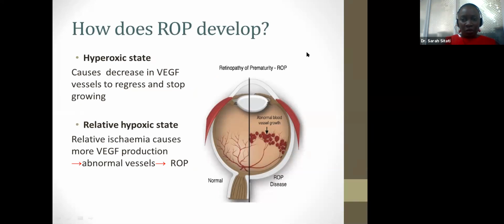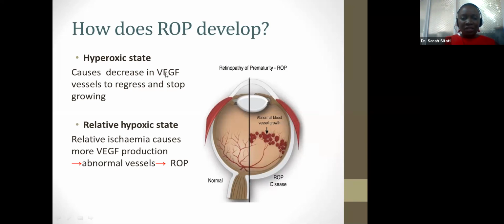How does ROP develop? As you remember, we had talked about how oxygen was discovered as an important factor in the development of ROP. When babies are born prematurely, they need oxygen. So when the oxygen is given to them, it affects the blood vessels of the retina and puts the eye into a hyperoxic state. This hyperoxic state causes a decrease in vascular endothelial growth factor. And when this VEGF decreases, the vessels regress and stop growing suddenly. So this is not the problem.